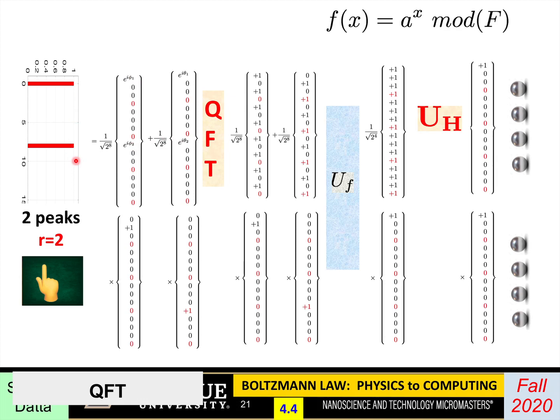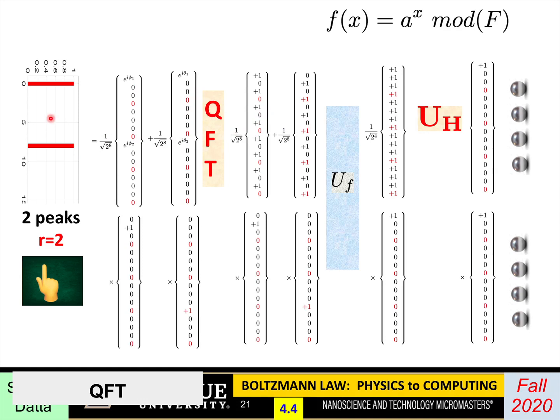Remember, that was the original purpose, to find the period R so that you can then go ahead and find the factors. And if you had 4 of them, there would be 4 terms here, but when you Fourier transform it, you'll get 4 peaks, and that's what would appear here.